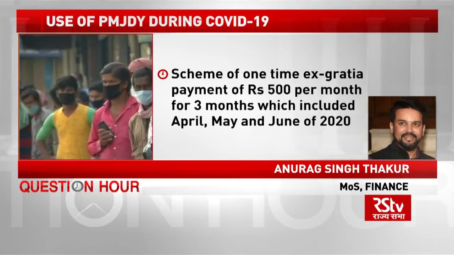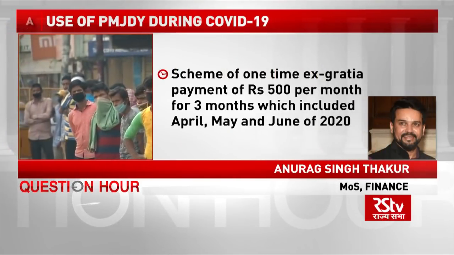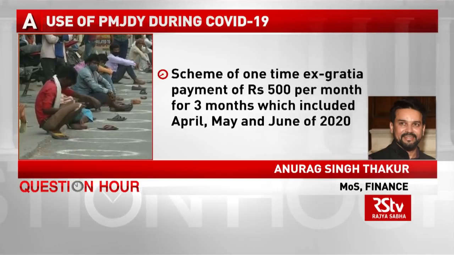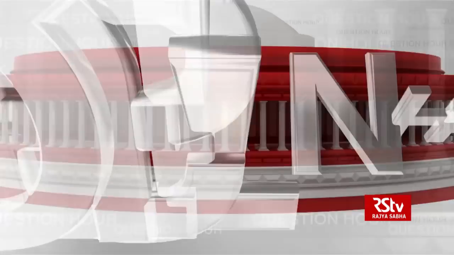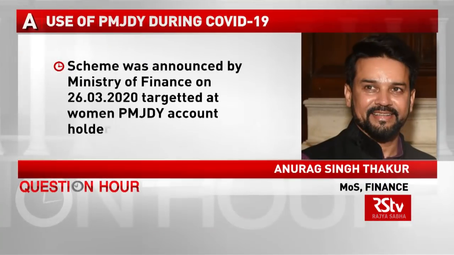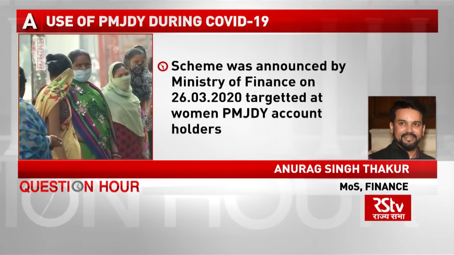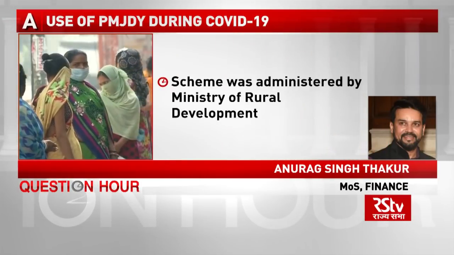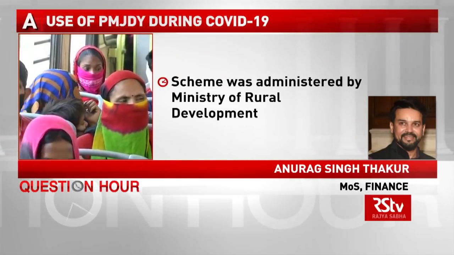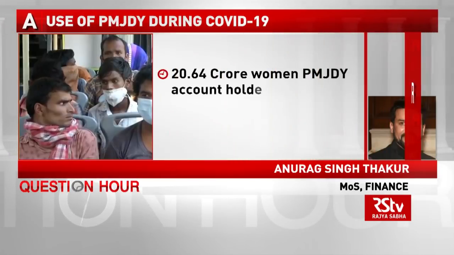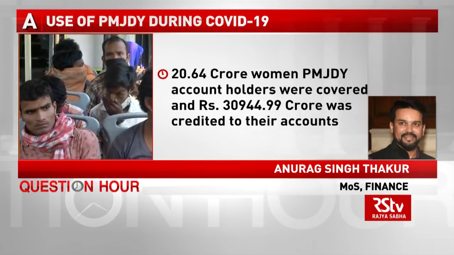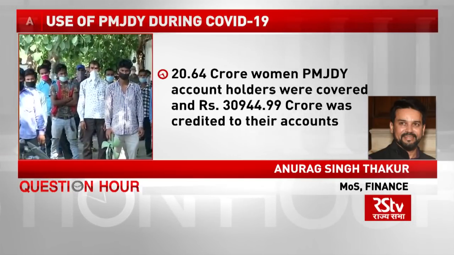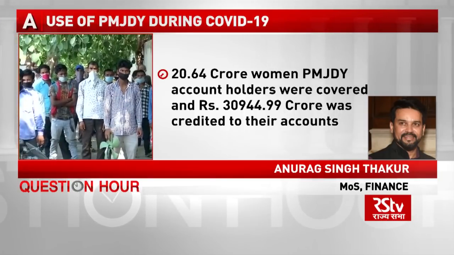The scheme of one-time ex gratia payment of Rs 500 per month for 3 months, that is covering April, May and June 2020, announced by the Union Minister for Finance on 26 March 2020 as part of Pradhan Mantri Garib Kalyan Yojana, was specifically targeted at women account holders. The scheme was administered by the Ministry of Rural Development. As informed by the Ministry of Rural Development, under the scheme a total of 20.64 crore women account holders were benefited and a total amount of 30,944.99 crore was credited to beneficiary accounts.